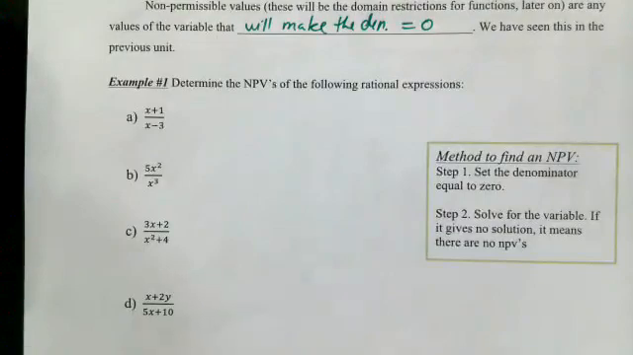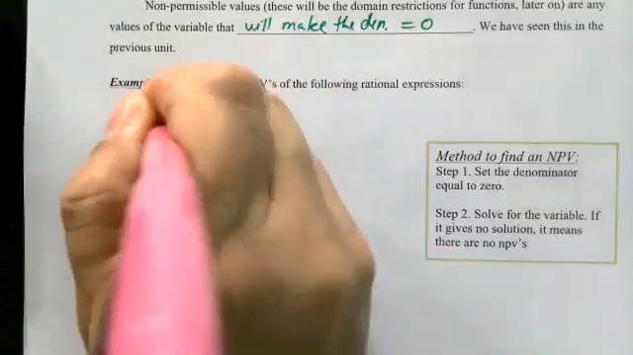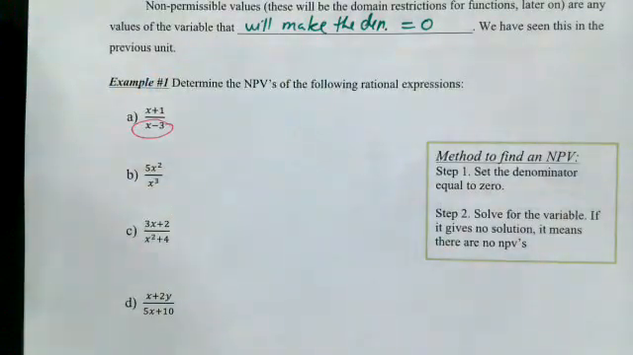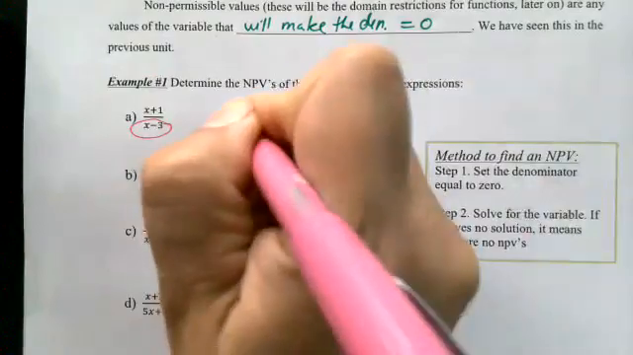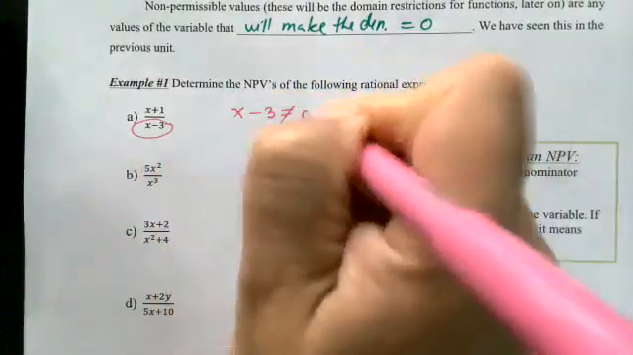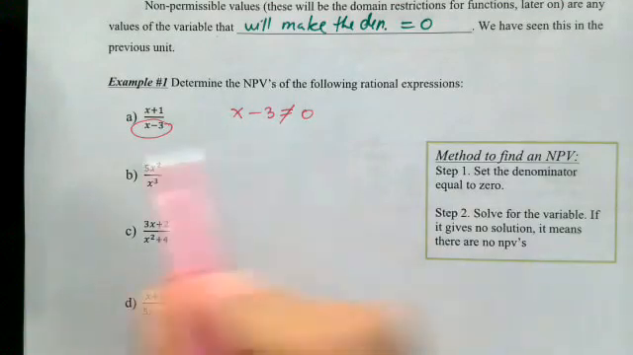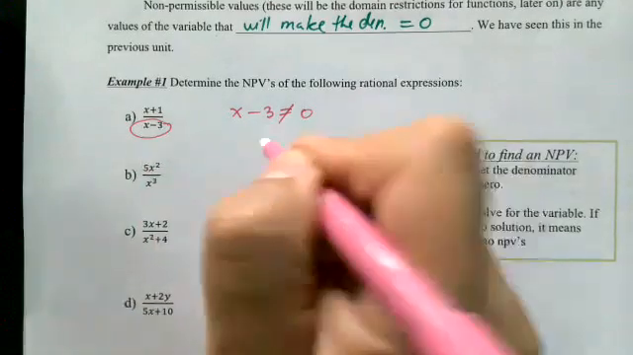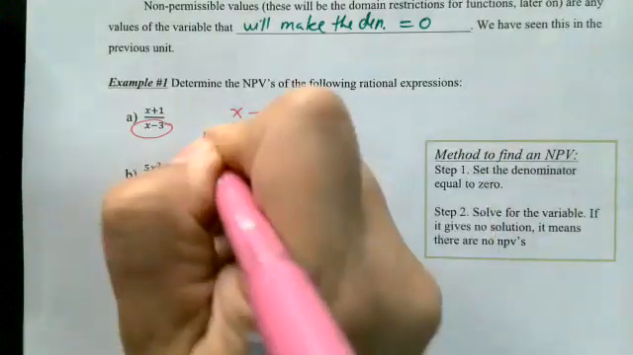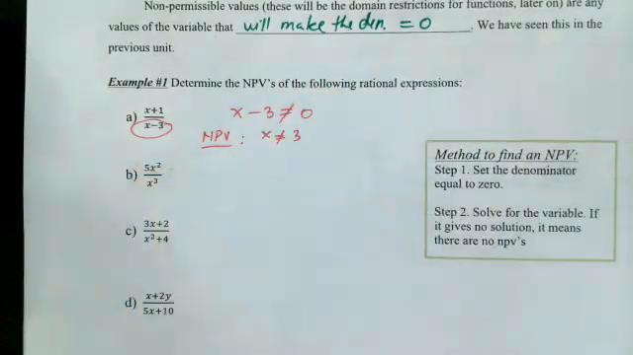x plus 1 divided by x minus 3. All we focus on is the denominator, so x minus 3, and we want to say that x minus 3 cannot be 0. And then you just solve it like an equation. This one became a linear equation because the expression is a linear expression, so x cannot be 3, and that's our NPV. So it can be any number except for 3. Make sense?